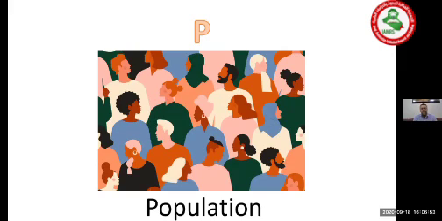For example, you want to know what is the prevalence of type 2 diabetes in a certain area of the community. So the P here is the population who are living in that area. You will include all those people in your study. So the population means the inclusion criteria, whom you are going to include in your study.